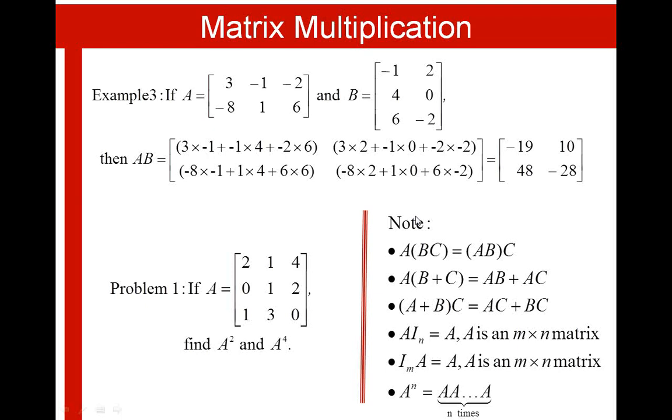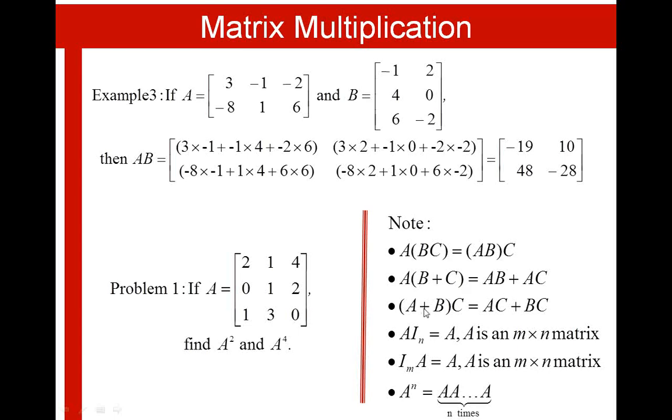What are the properties of matrix multiplication? If we have A times B times C equal to AB times C, this is the associative property. A times (B plus C) is equal to AB plus AC. In other words, we have to be careful here. We're multiplying by matrix A from the left side. We multiply B and C from the left side by the matrix A.